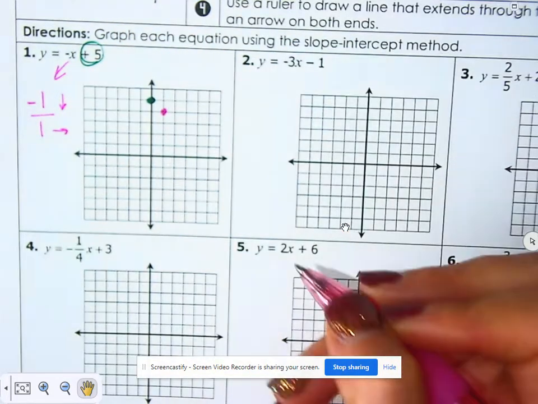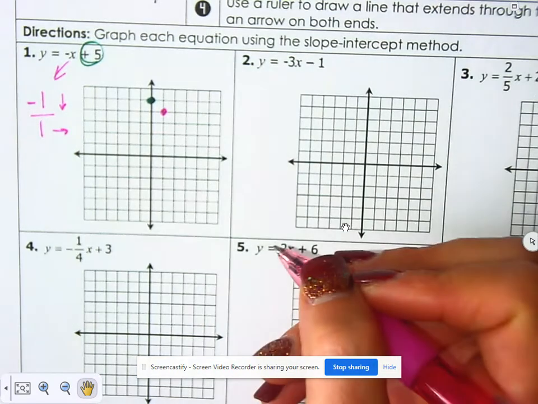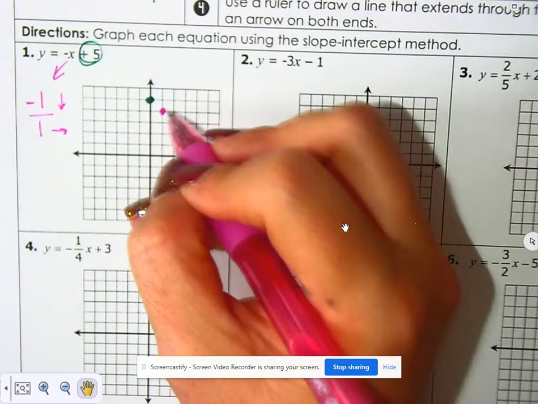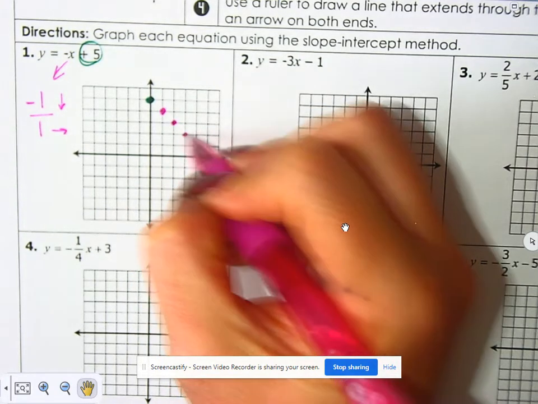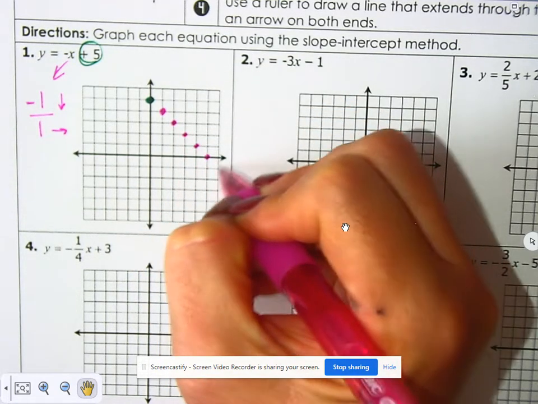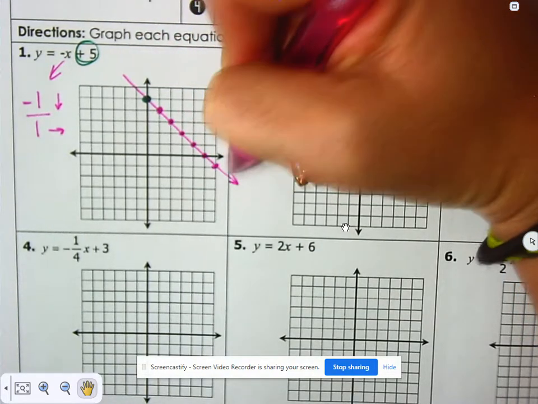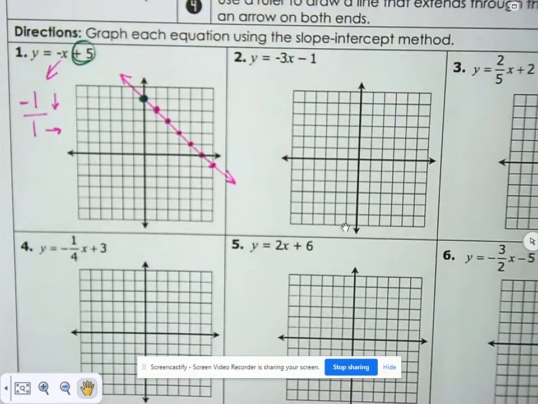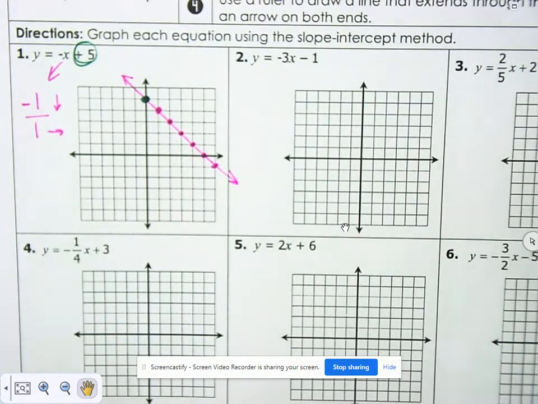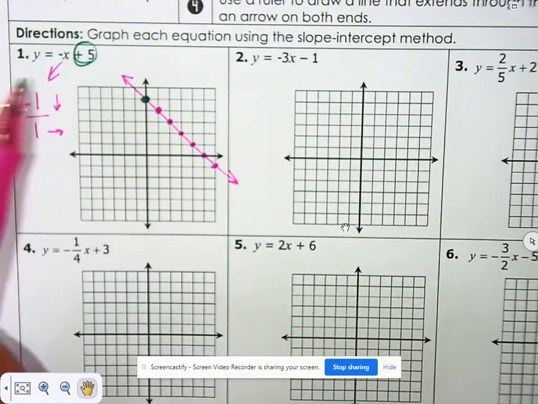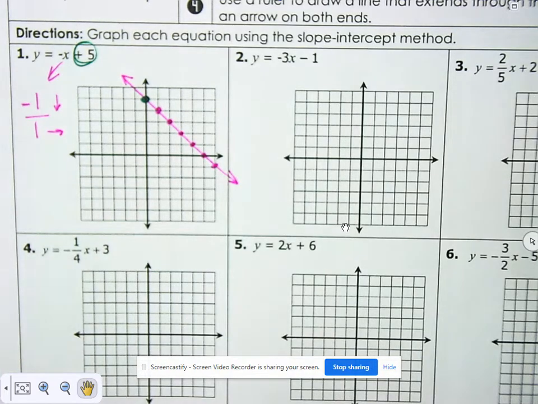Now, we talked in class about how it only takes 2 points to make a line. However, I want you to do as many points as will fit on the graph. So I'm going to go down 1 and right 1 continually until I run out of graph. What that does is it makes my line a lot straighter on my graph. And notice that's a negative line with a negative slope, so those go hand in hand.